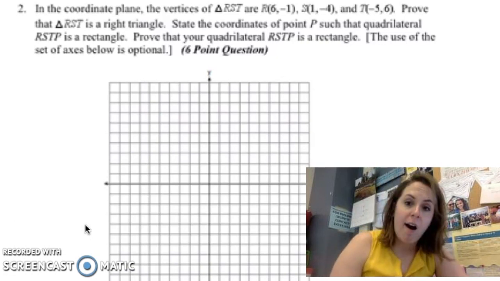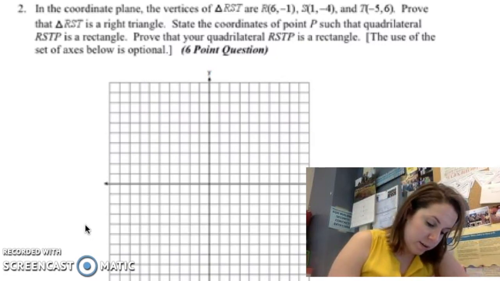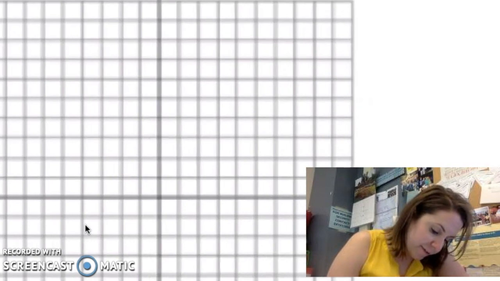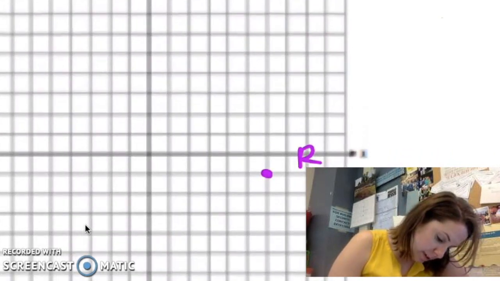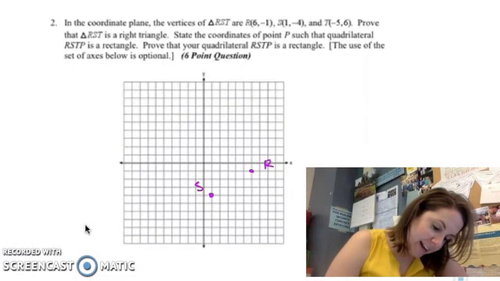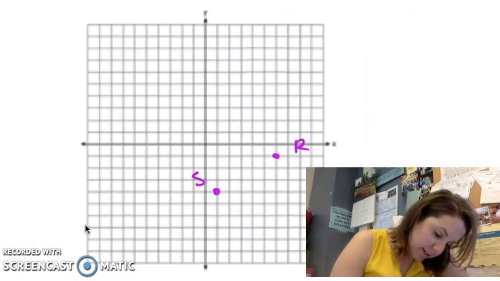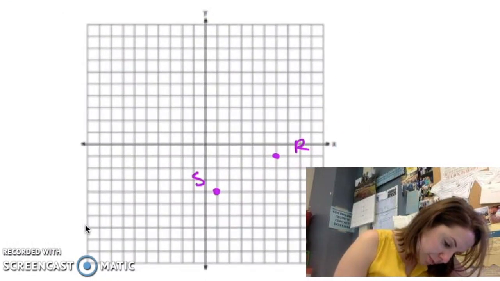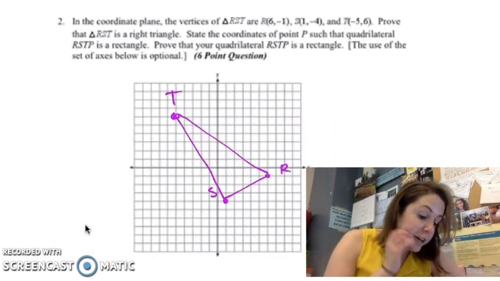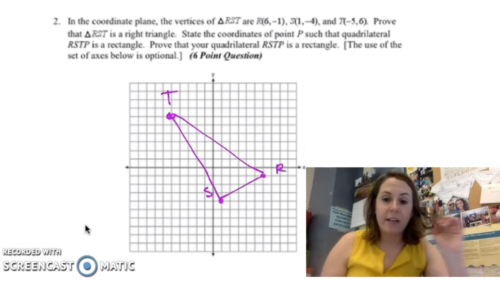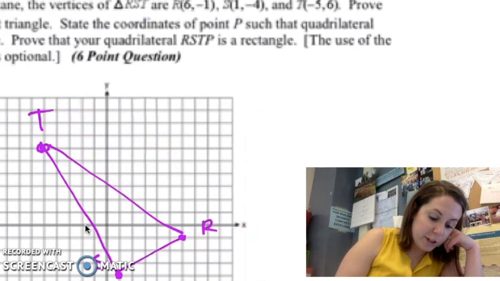So RST, R is at 6, negative 1. So 1, 2, 3, 4, 5, 6, negative 1, that's R. S is at 1, negative 4. And T is at negative 5, 6. Okay, so there's my triangle. And the first thing it says is to prove that RST is a right triangle.